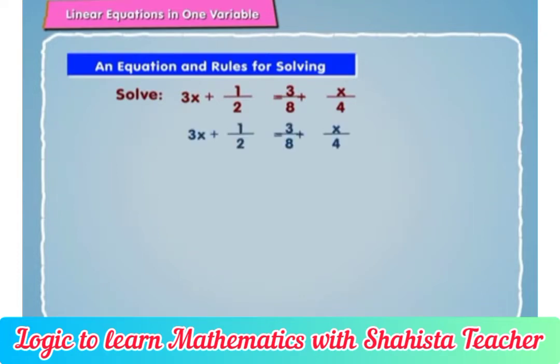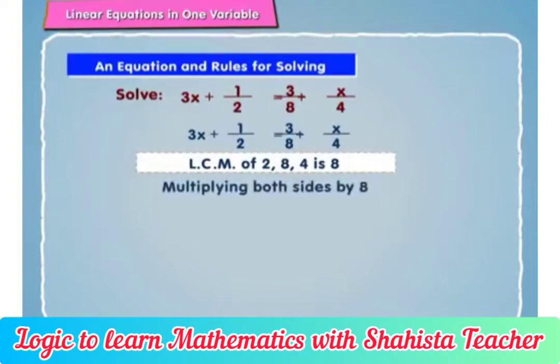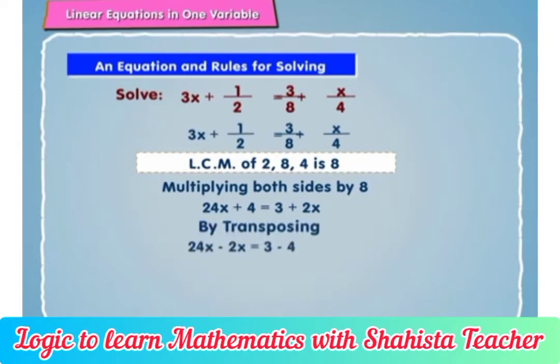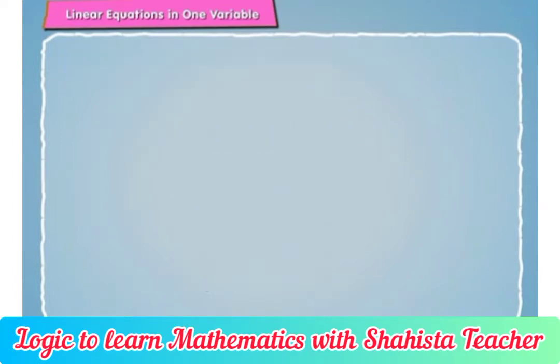Now solve 3x plus 1 upon 2 is equal to 3 upon 8 plus x upon 4. The LCM of 2, 8 and 4 is 8. Multiply both sides by 8. So we get 24x plus 4 is equal to 3 plus 2x. By transposing, 24x minus 2x is equal to 3 minus 4, that is 22x is equal to minus 1. Dividing both sides by 22.